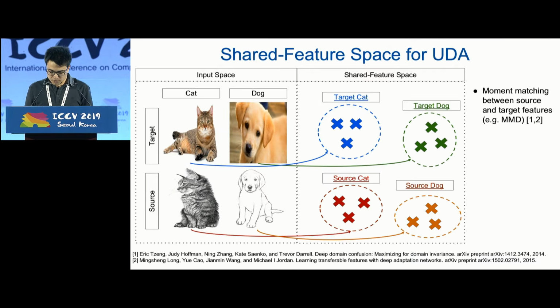Most successful UDA methods for classification tasks use a shared feature space for both the source and the target domains. And there are many ways of adapting domains in this setting. For instance, some of the earlier works were matching the moments of the source and target features by using maximum mean discrepancy. In this work, we will also be following the shared embedding approach.